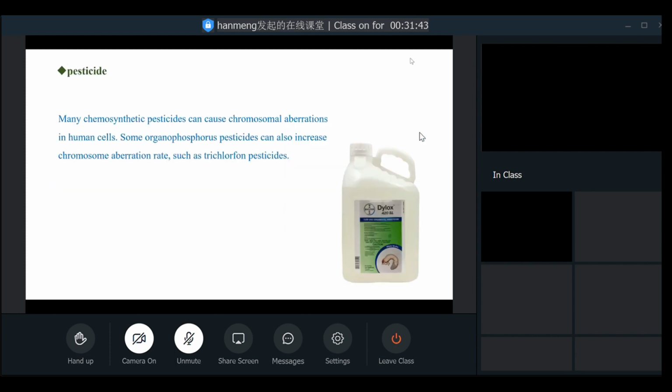Next is pesticides. Many chemically synthesized pesticides can cause chromosome aberrations in human cells, and some organophosphorus pesticides can also increase the chromosome aberration rate, such as triclosan pesticides. That's why we should eat green vegetables and fruits with no pesticide.